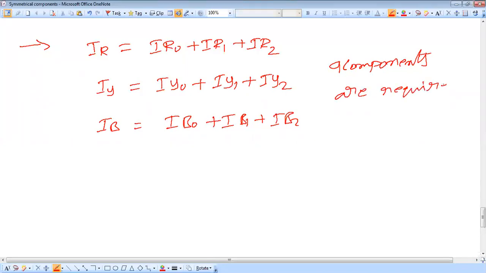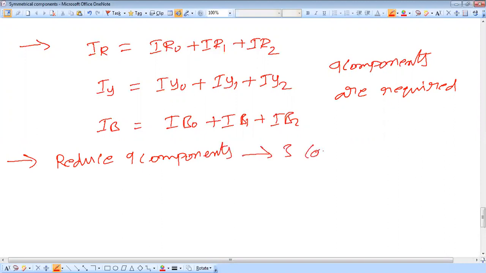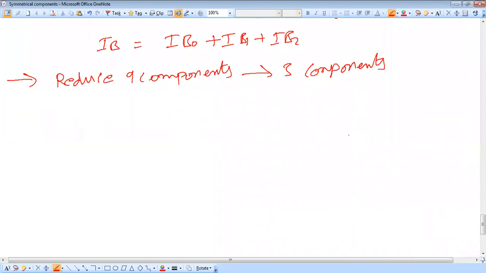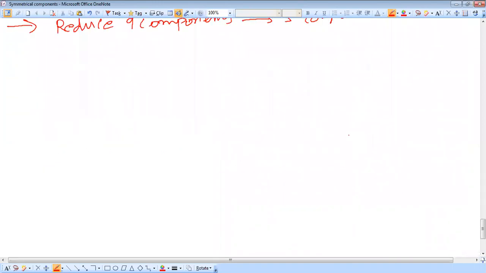Now, I want to reduce these 9 components into 3 components. Reduce 9 components to 3 components. What happens? My time is saved. Now, how to convert these 9 components into 3 components? By using the operator K.